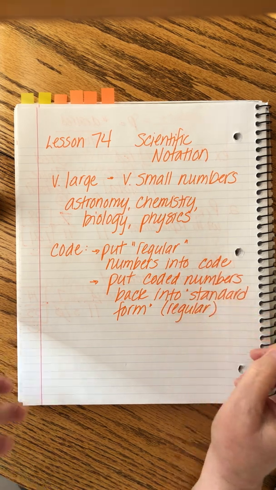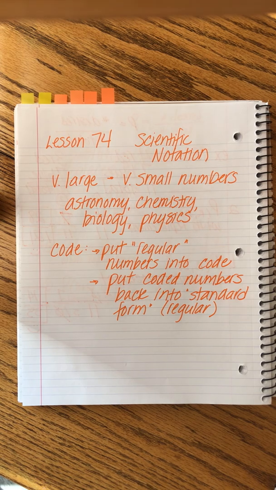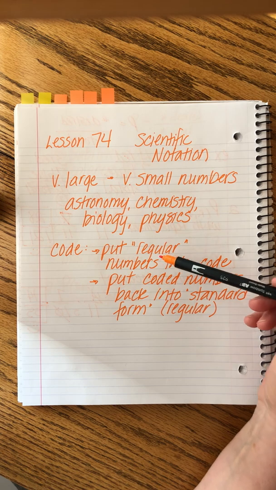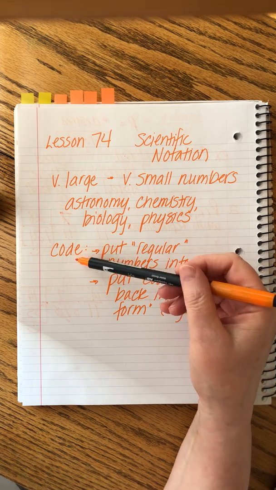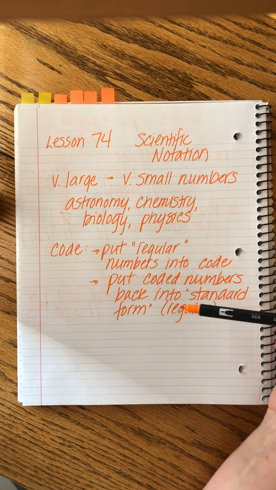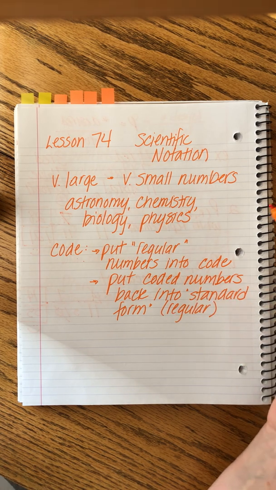So this is true for using any kind of code, right? You have to take your message, if you will, our message is a number, you have to put it into the code, then you send it to the other person, right? Or whatever you're doing with your secret message. And then that person has to translate it back into regular words, right? So when we're using scientific notation, we have to learn how to do both parts. We have to learn how to take a regular number and write it in the code. And then we have to learn how to take a coded number and put it back into its regular form.